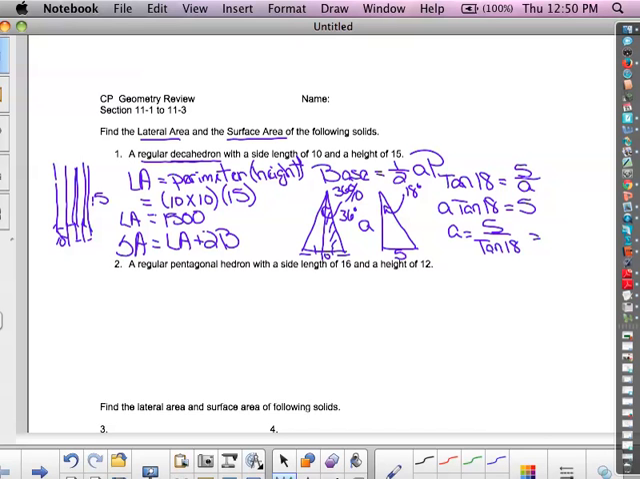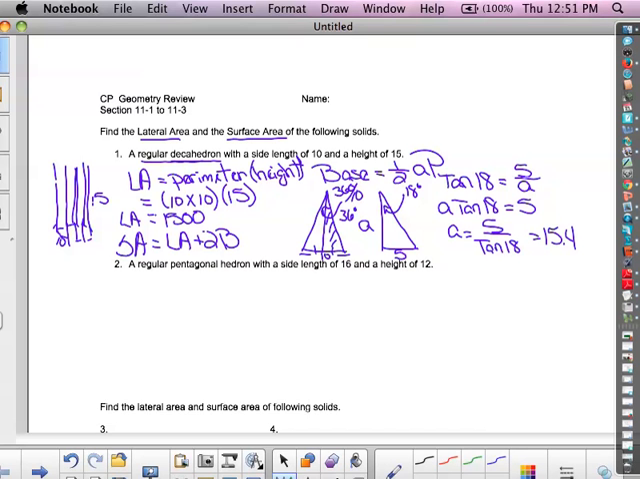So the apothem is 18.7. Let me check to make sure I'm in the right mode. So 5 divided by tangent of 18, and 15.4 is the length of the apothem.